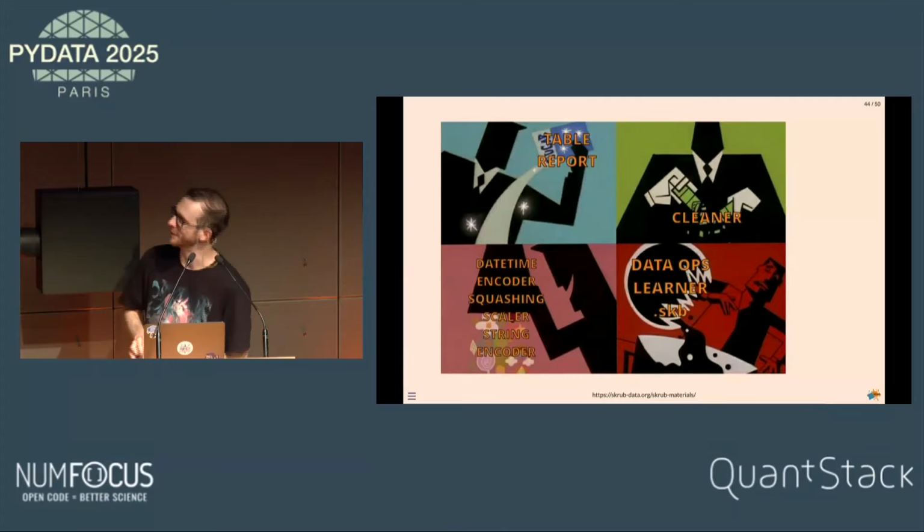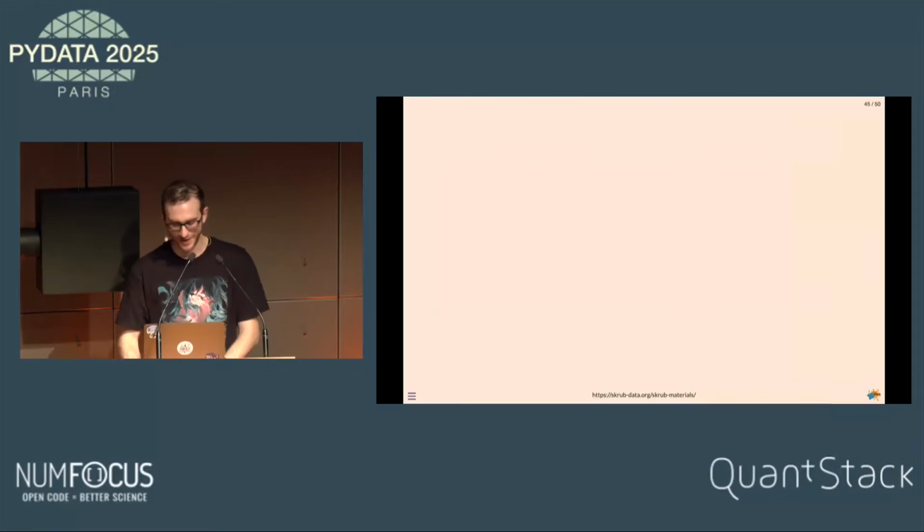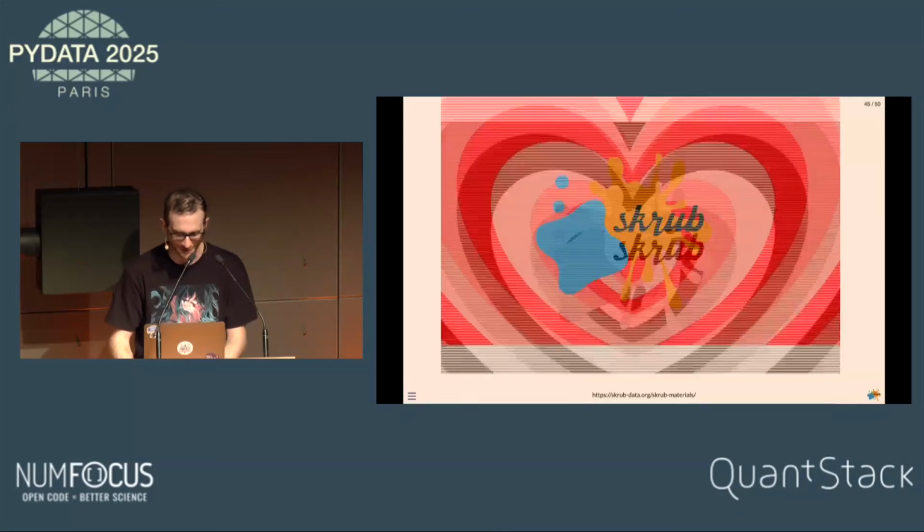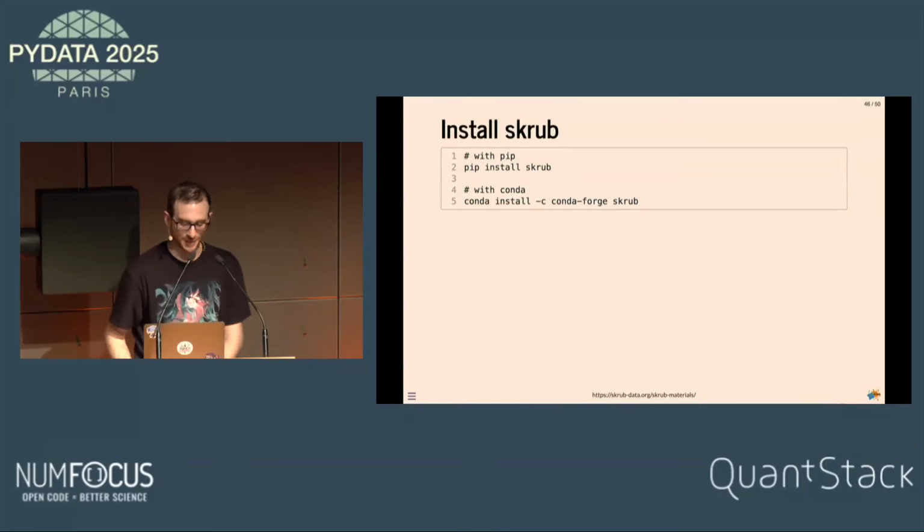Almost done. So what happens if you put together the table report, the cleaner, a lot of feature engineering encoders, and a bit of chemical X in the DataOps? You get Skrub, which is the package that I've been talking about for the past 25 minutes. You can install it with pip install skrub or just with Conda.